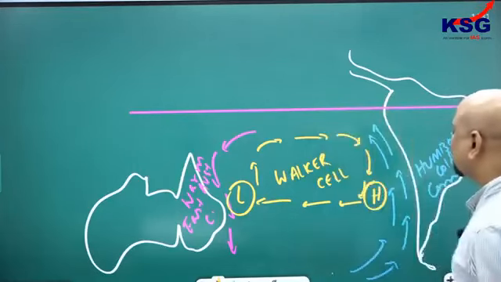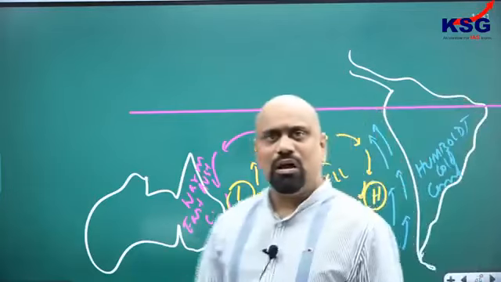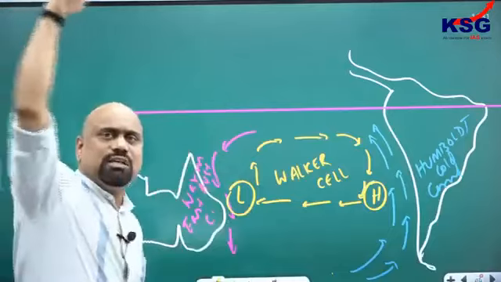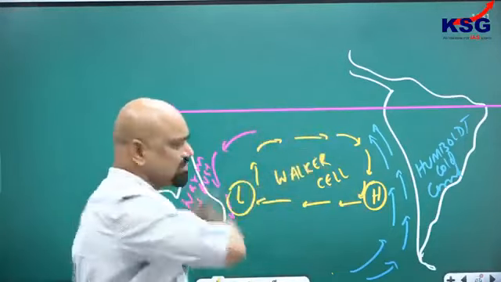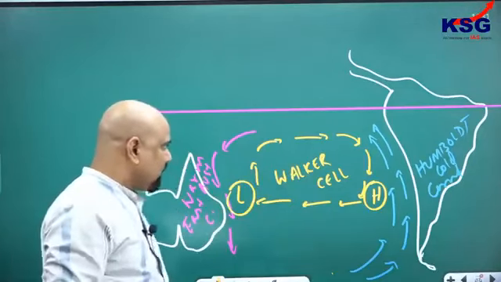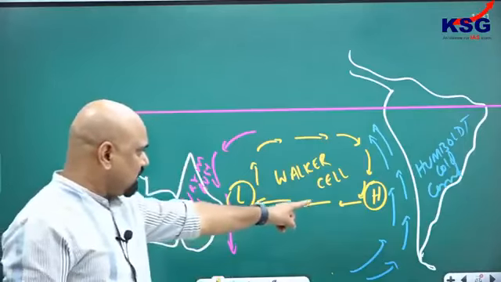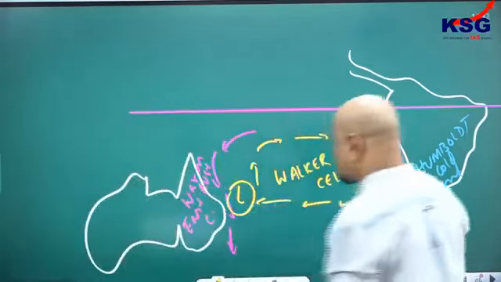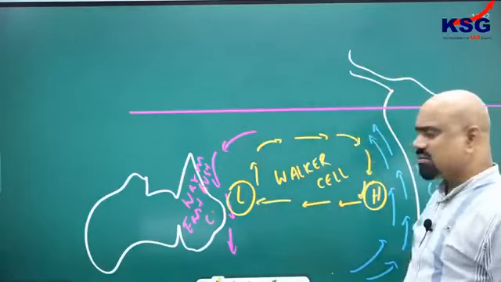Walker cell में यहाँ high pressure होगा in the Peruvian coast and the low pressure towards the Australian coast. High pressure leads to sinking of the air, low pressure leads to upward movement, and there is a movement like this. High pressure in the Peruvian coast and low pressure in the Australian coast. Here low pressure leads to upward movement, and this is known as the Walker cell.